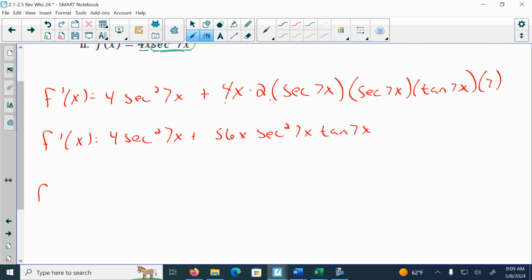Now I can factor out from both terms, I can factor out a 4, and I can factor out a secant squared 7x, and I'm going to be left with 1 plus 14x times tangent of 7x. And that is my final answer.